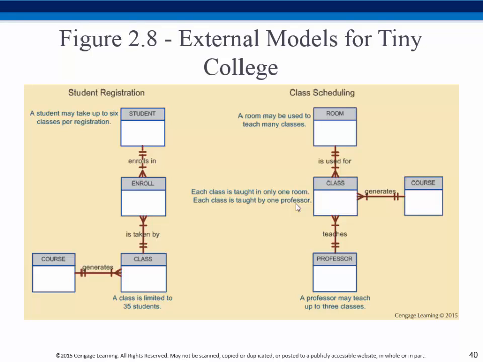Finally, a class requires one room, but a room may be scheduled for many classes. That is, each classroom may be used for several classes, one at 9, one at 11, and one at 1. In other words, there is a one-to-many relationship between the room and the class.